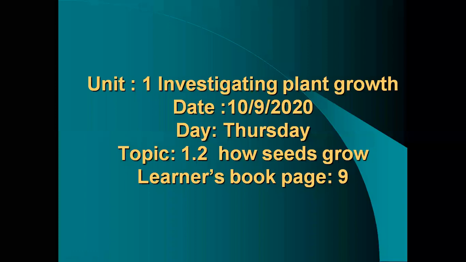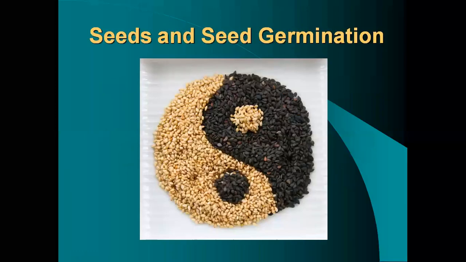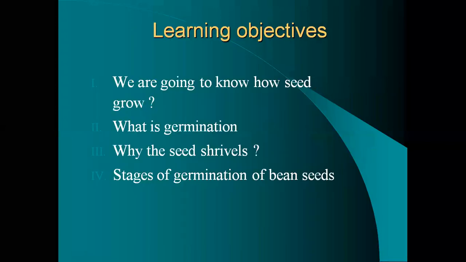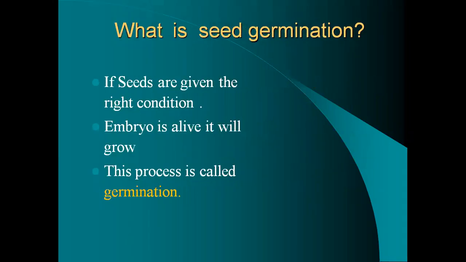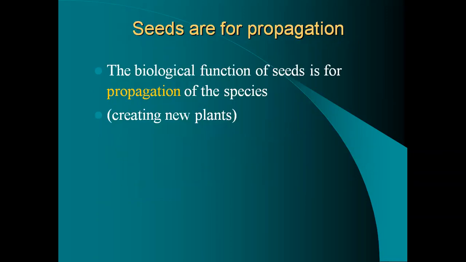1.2 How Seed Grows, and we are going to solve the questions of the Learner's Book, which are on page number 9. Seeds and seed germination. As we have discussed earlier, what is seed and seed germination? If a seed is given the right conditions, the embryo is alive, it will grow. The tiny plant inside the seed is called embryo. When it starts to grow, this process is called germination.